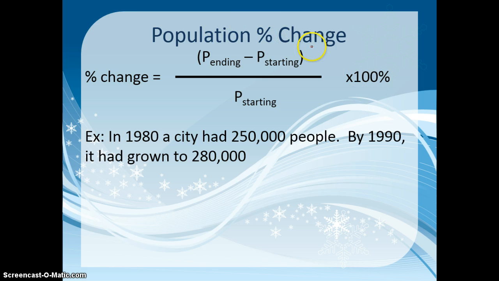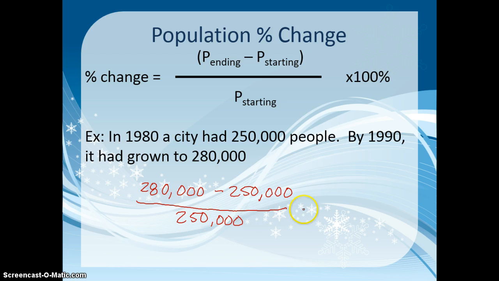So for instance, in this example, in 1980, if the city had 250,000 people, and in 1990 it had grown to 280,000 people, we want to find out the population percent change. So our ending population here is our bigger one. So we know that in the end, we had 280,000 people, and we're going to subtract our starting population from that, so that's 250,000 people, and then we're going to put that all over our starting population of 250,000, and eventually we're going to multiply by 100.